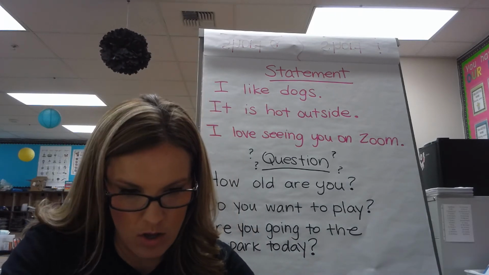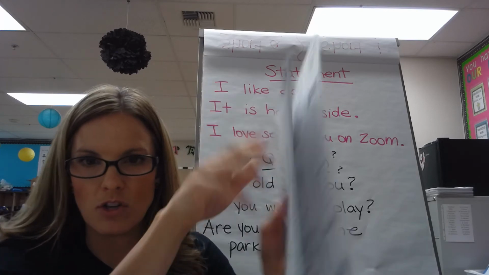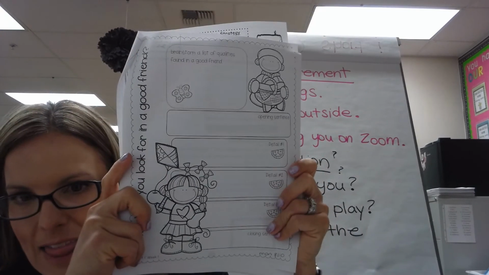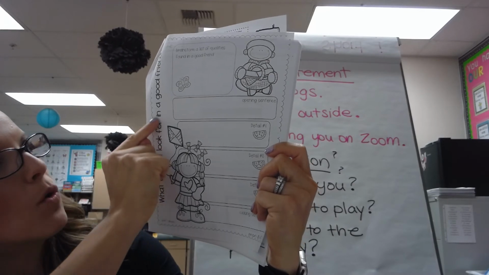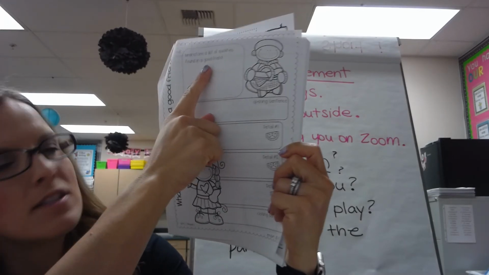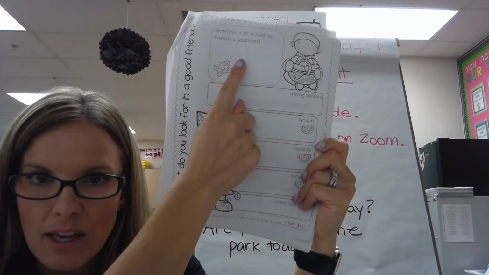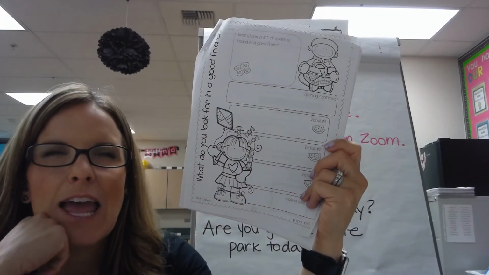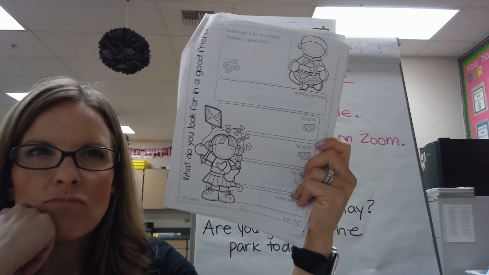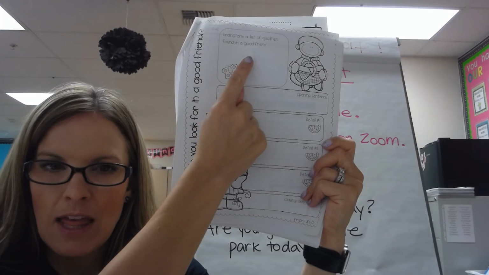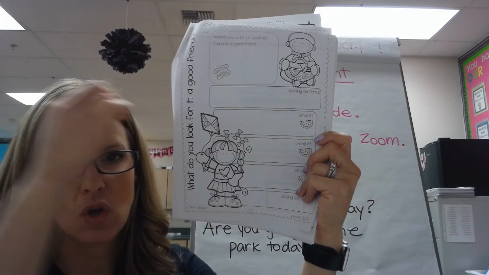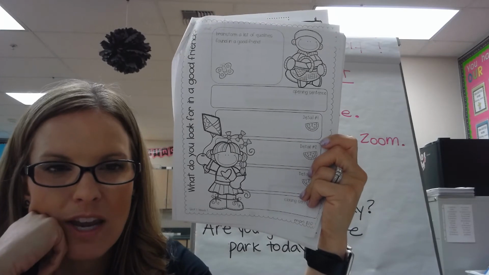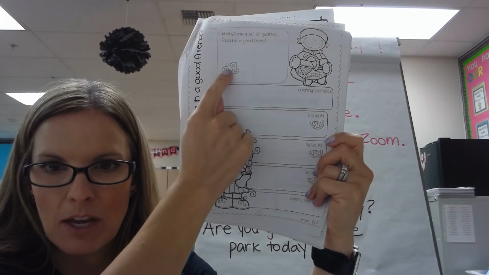For your writing organizer today, it looks like this, okay? It says, what do you look for in a good friend? So you're going to brainstorm a list of qualities found in a good friend. Say, maybe loyal, kind, shares, all of those things that you want in a good friend, you can list them here.